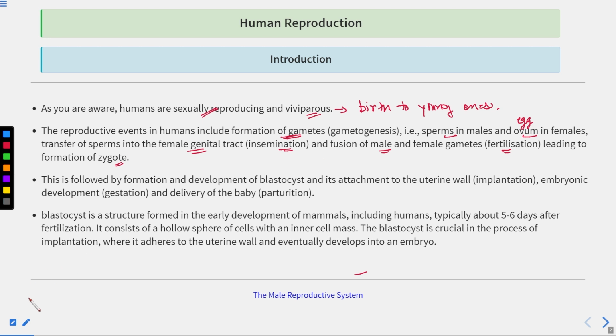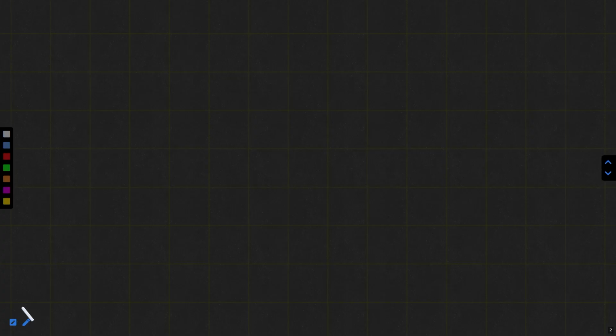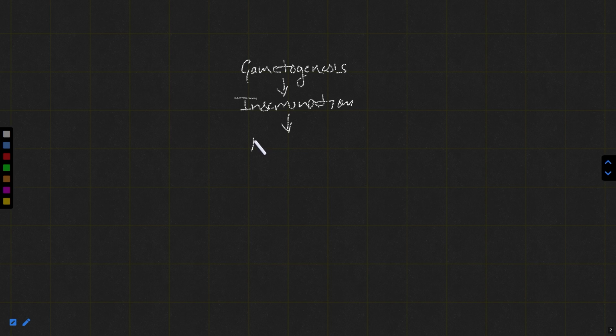Clear? So what are the steps here? Gametogenesis, then insemination, and then fertilization. First is gametogenesis. Second is insemination. And then after insemination, there is the fusion of the gametes, which is known as fertilization.